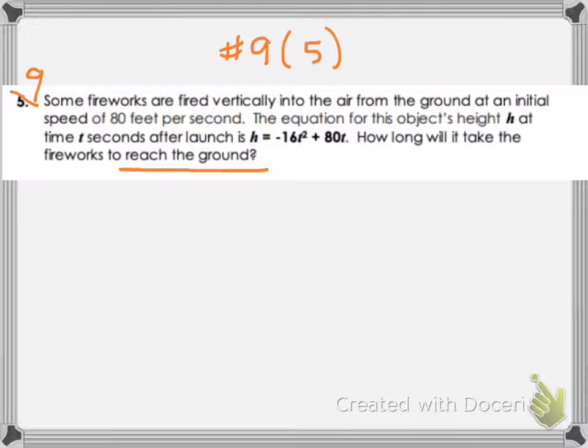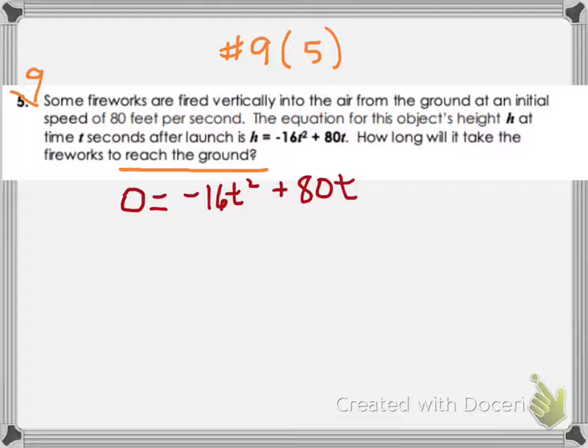So realize that this equation is for the height. And the height of the fireworks when it hits the ground is 0. So we substitute 0 in for h. Now what we have here is a quadratic equation that we need to solve. We could use the quadratic formula, or in this case, this one happens to be factorable.